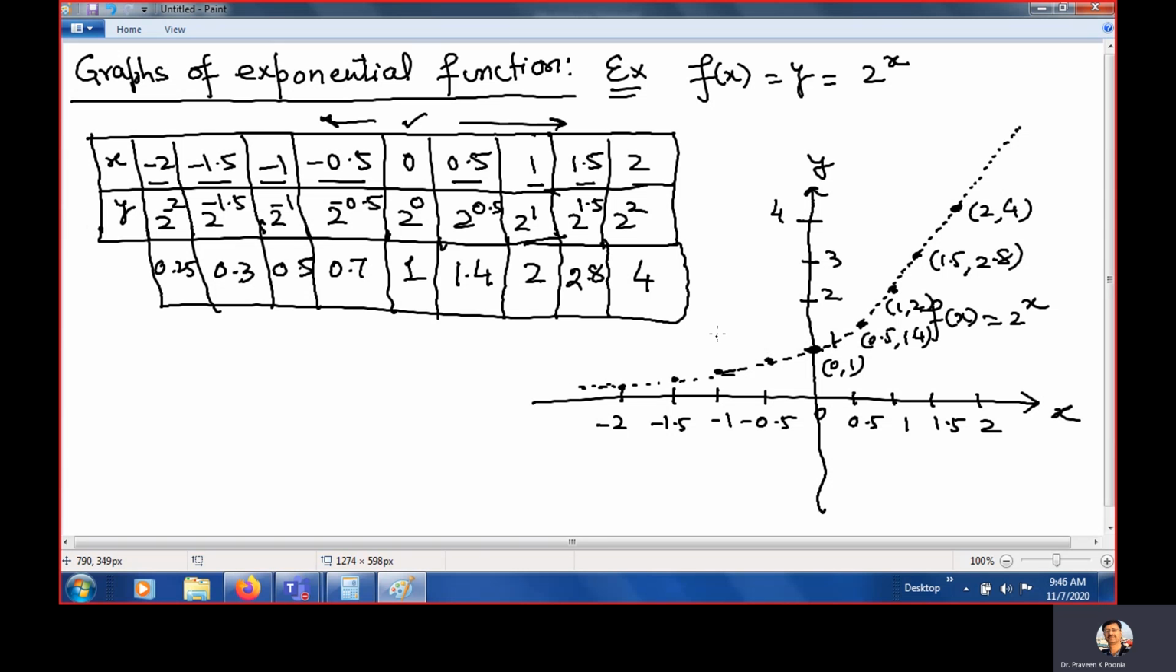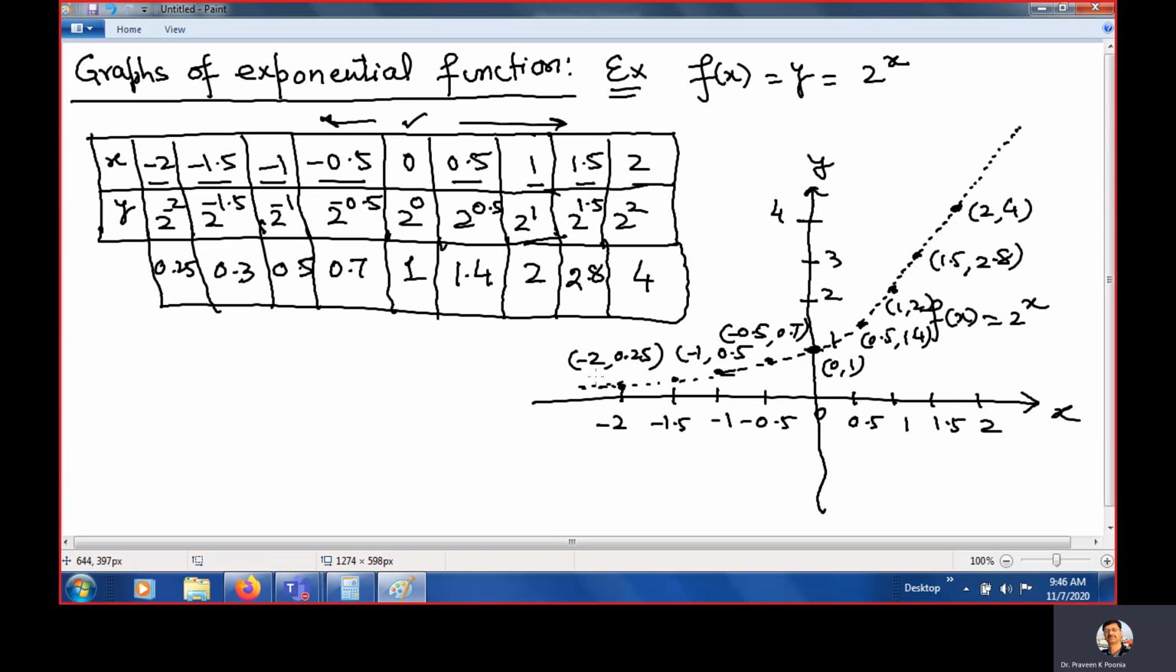So you can mark these values. It is minus 0.5 and 0.7. It is minus 1 and 0.5. It is minus 2 and 0.25. Like this one, you can mark these values on the graph.